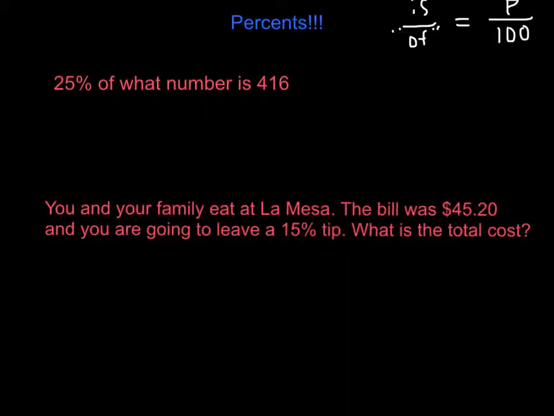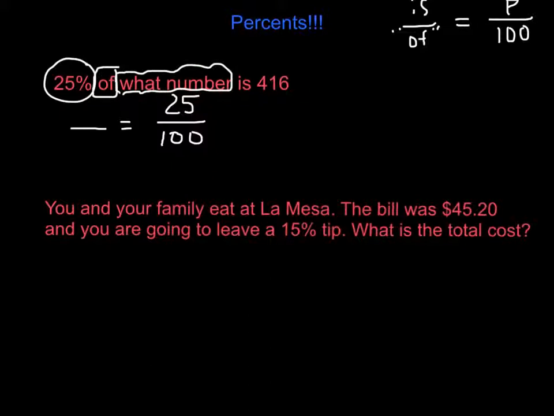I'm going to show you both of these on the first one. So if you set this up using the percent proportion, well, my percent, the magic number of percents is 100. I do know my percent, that always goes over 100, so that's 25. Then I look for the word of, and what number comes after that? Well, that means that's what I don't know, so I'm going to call that a variable. I'm going to call it n. And then what comes after is 456. So that 416 goes on top.